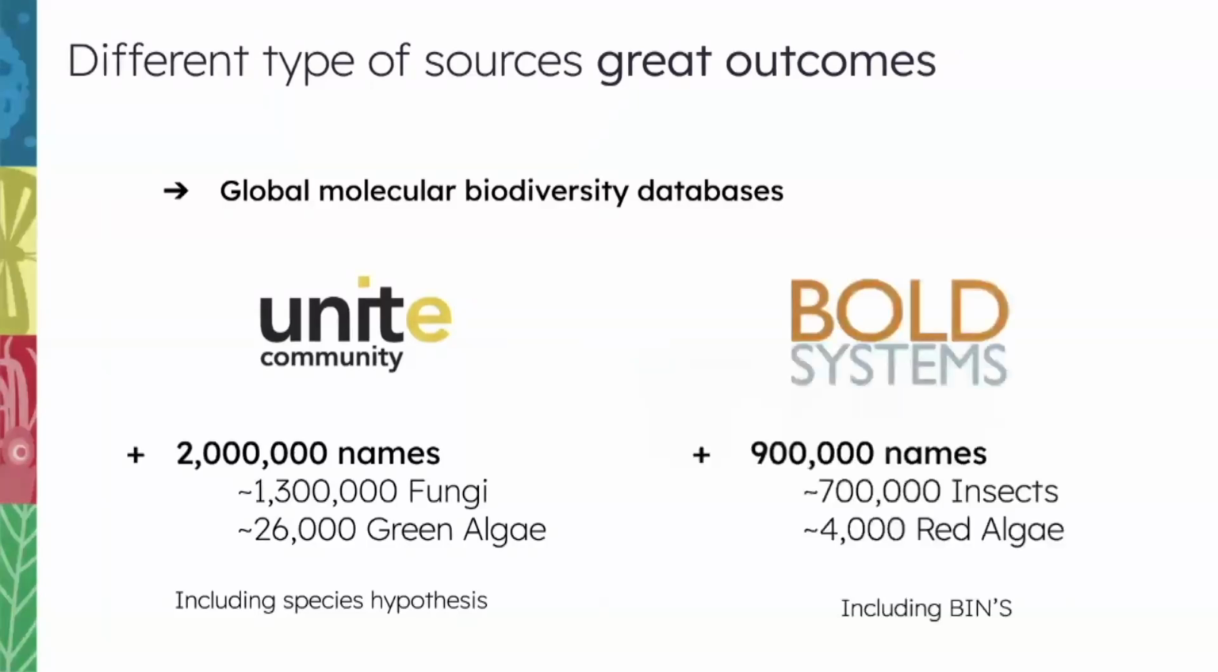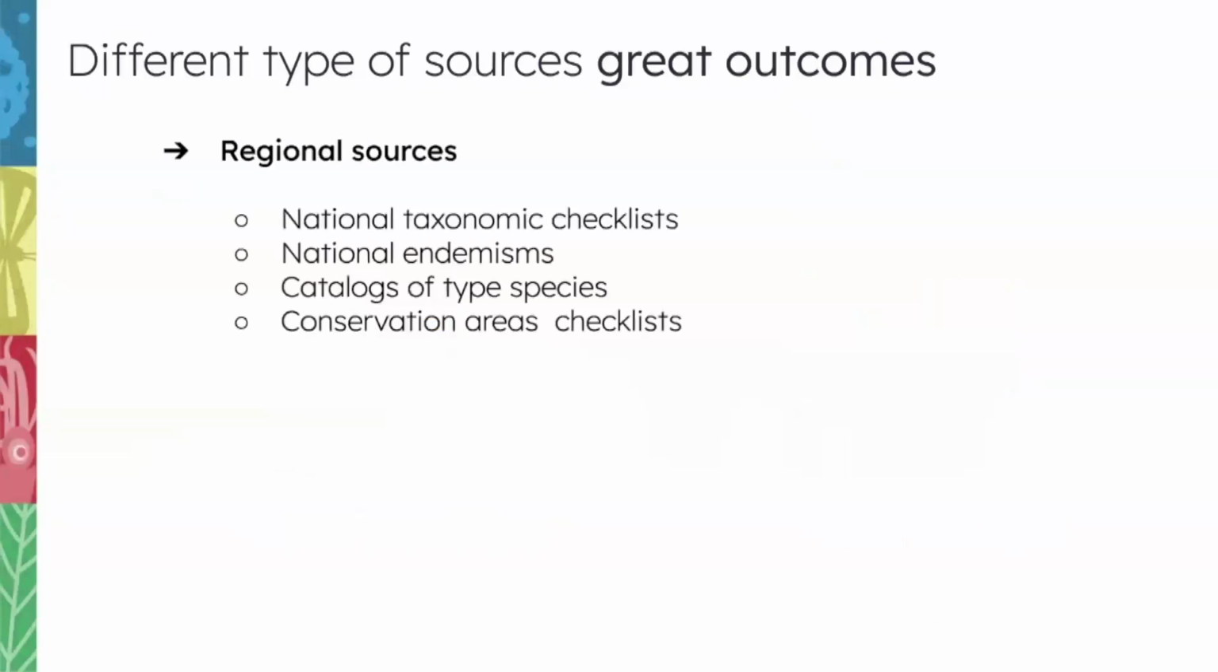And very similarly with BOLD Systems, we are getting information from insects. This is also another group where we have gaps, and from red algae. So unexpectedly, the algae gap is being closed by these molecular biodiversity databases. Then comes the regional sources, where we have national checklists, endemism checklists, catalogues of type species, or conservation areas. And with these, we wanted to really go deep into covering geographical gaps in the global south.